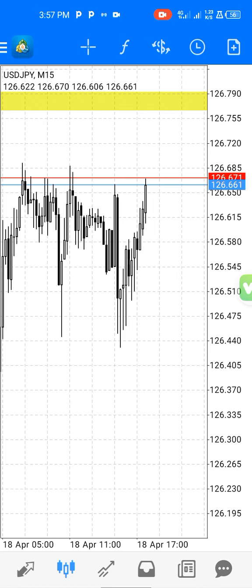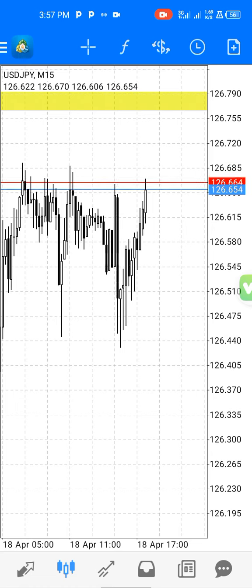It is advisable that you make your analysis properly before you take any trade, and don't just jump into a trade because you feel it is bullish.